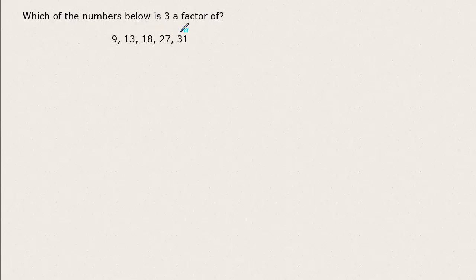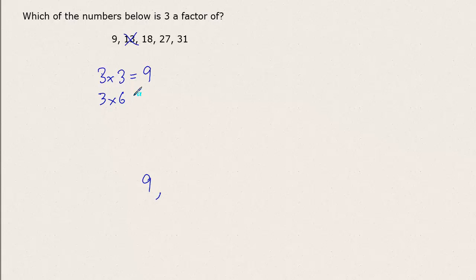Which of the numbers below is 3 a factor of? We should recognize these from our 3 times table. We know that 3 times 3 is equal to 9. So 9 is certainly a number which has 3 as a factor. However, 13 is not in the 3 times table.